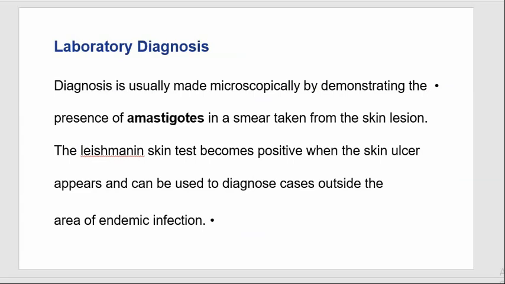Laboratory diagnosis is usually made microscopically by demonstrating the presence of amastigote in the smear taken from the skin lesions. The Leishmanin skin test becomes positive when the skin ulcer appears and can be used to diagnose cases outside the area of endemic infection. يمكن أن نستخدم ما يسمى بالليشمانين سكين تيست، لكن في المناطق الخارج المناطق الموبوءة أو المستوطنة بهذا الطفيل متوطنة.